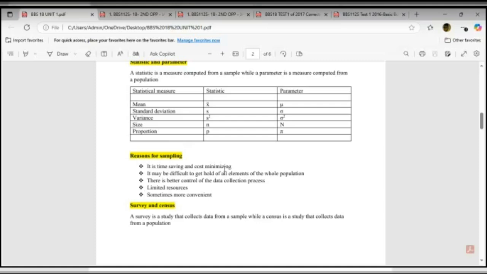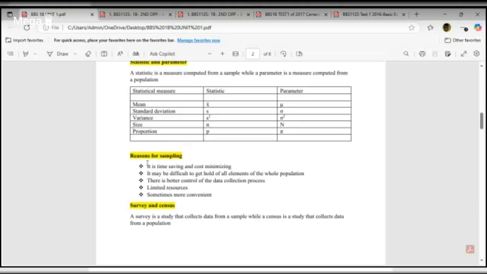So instead of me collecting data from the whole of Namibia, I might sample and just get portions from that. Then it will save time and minimize cost. Also, sometimes it may be difficult to get hold of elements. And when you have a smaller group, you also have better control of how the data is collected. And also sometimes because the results are limited and it's more convenient.